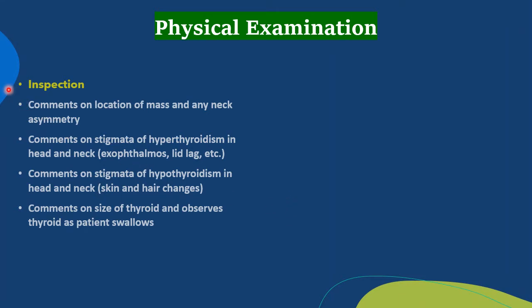You continue the inspection of the patient. Comment on the location of the mass and any asymmetry of the swelling in the neck. Comment on stigmata of hyperthyroidism in the head and neck, such as exophthalmos, lid lag, etc. Comment on the stigmata of hypothyroidism in the head and neck, skin and hair changes. Comment on the size of the thyroid, and observe the thyroid as the patient swallows some water.